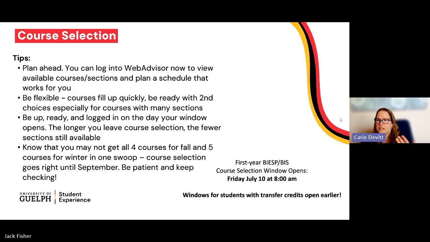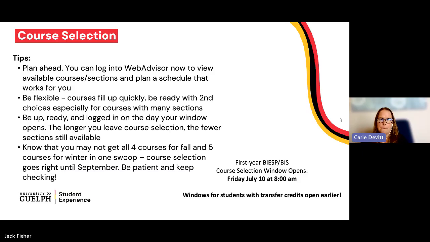In this program, you register for 4 courses for fall and 5 courses for winter. If you don't get everything the first time your window opens, it's not too late. You still have until September to get your fall courses settled and until January to get your winter courses settled. But the sooner you act on those things, the better.